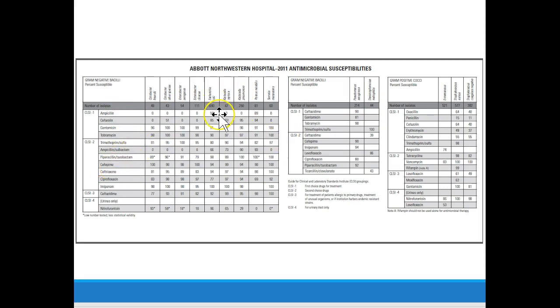And this is actually real data that your micro lab is compiling. So let's talk about E. coli. Let's find E. coli. Here's E. coli in the middle here. And let's look. So we're comparing that other urine culture.